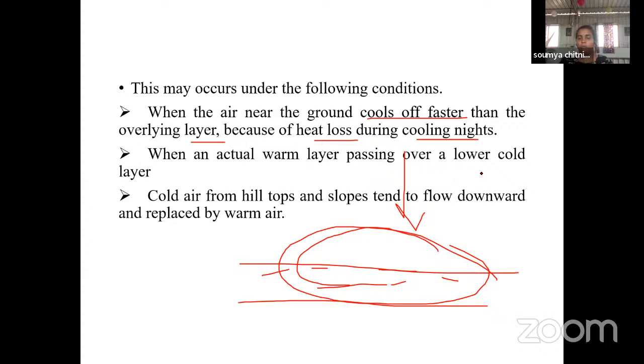Also, when an actual warm layer passes over a lower cold layer, say from some other place, if the warmer air is moving over the colder layer, then that is also part of the reason for this inversion. Then cold air from hilltops and slopes tends to flow downward and is replaced by warm air. Just remember that it happens when there is a combination of warm air and cold air in a particular place, and then we can find this temperature inversion.